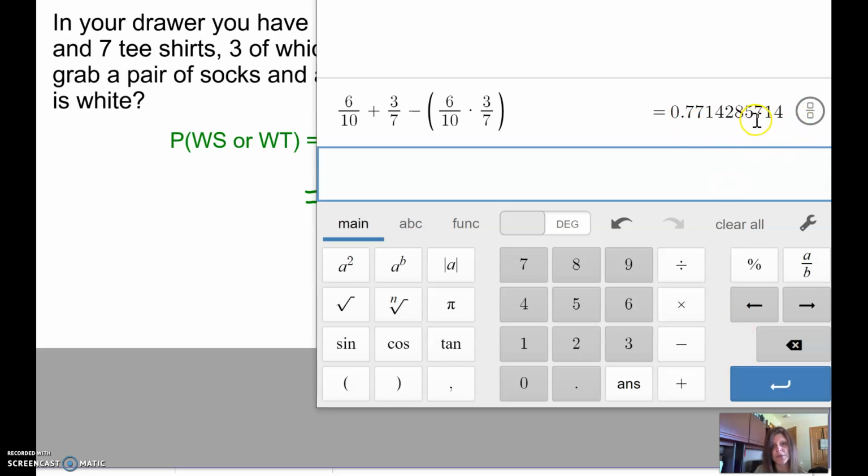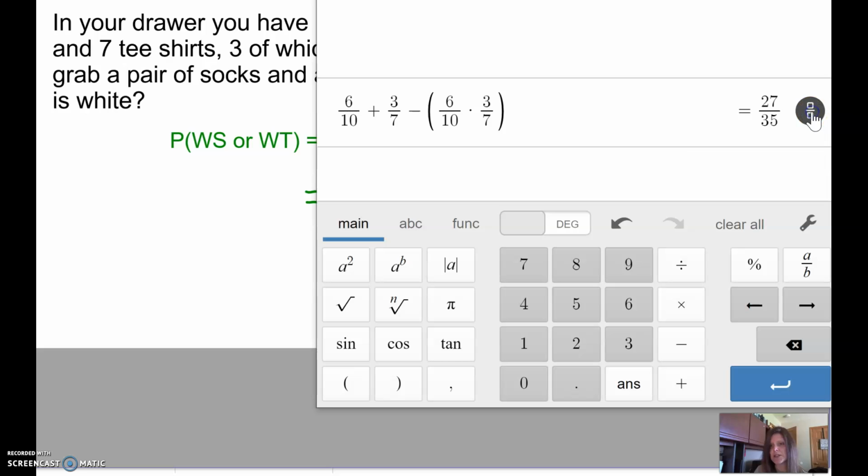And if I don't want the decimal form, remember we have the ability to convert to a fraction, so we could give that answer as well. Let me know if you have any questions.